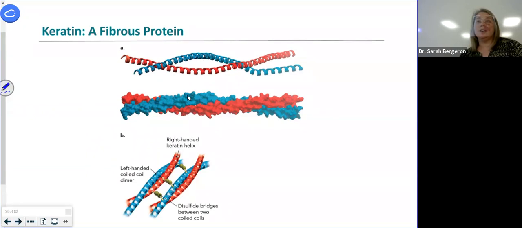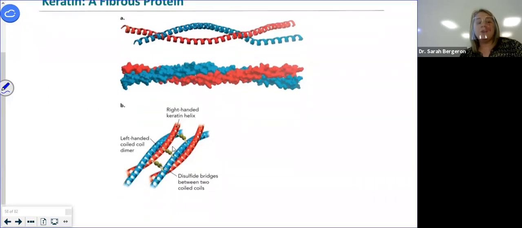They're not left-handed. These are right-handed. And so if you look at these, I'm going to tell you a kind of funny example. You know, they're really, really strong, right? Things with keratin in them are really strong. So why are they really strong? And one of the reasons is that these coils are actually linked together with disulfide bonds. So that's a covalent linkage there that gives it that strength and stability.